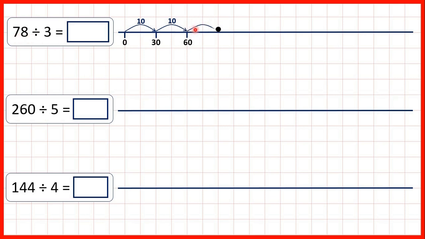So what we can do is just count on 3 each time, so we have 63, 66, 69, 72, 75, and then we've got to 78. So what we do now is count the number of jumps that we made. We made 10, 20, 21, 22, 23, 24, 25, 26 jumps. So our answer is 26.